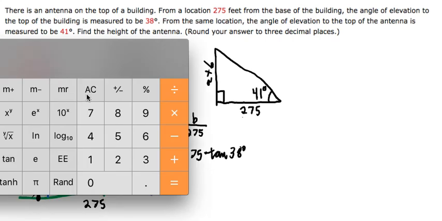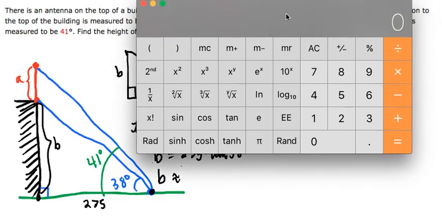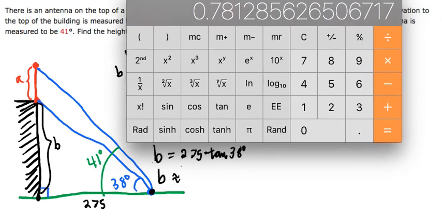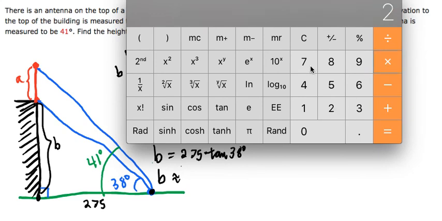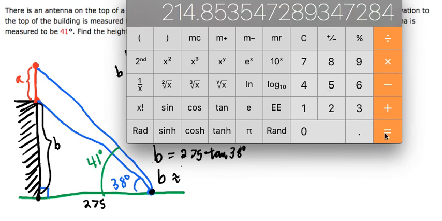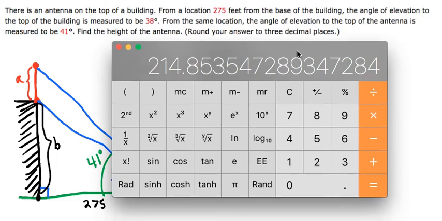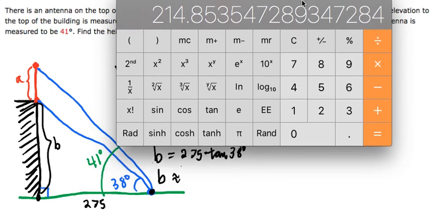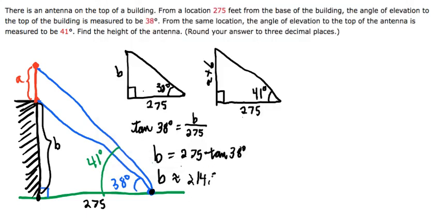So we're going to have tangent of 38 degrees. So we'll do 38, take the tangent, and multiply that times 275 to get 214 point. Let's see, ultimately we're going to answer to 3 decimals, so let's carry this out to 5 to be way on the safe side here. So 214.85354. Okay. So that's what we got from the first triangle.